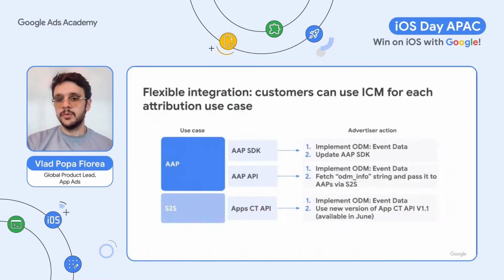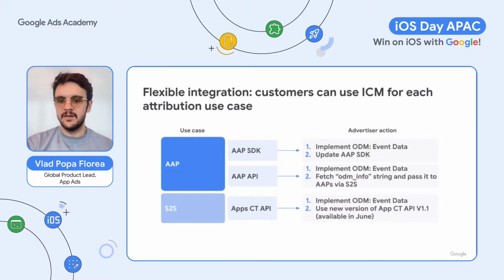Now, I wanted to provide a more detailed view of all the possible integrations available. Let's talk about each use case to understand what the necessary steps are. Let's start with the first use case, which is if you're using an app attribution partner for your attribution use case. In this first case, if you're using an SDK, you will need to perform two actions. One is to implement the on-device conversion measurement using event data, and the second step, update your MMP SDK.